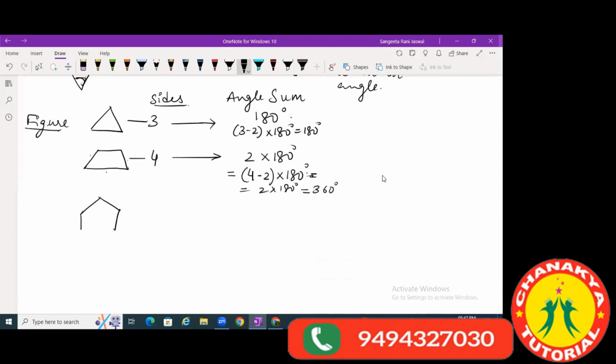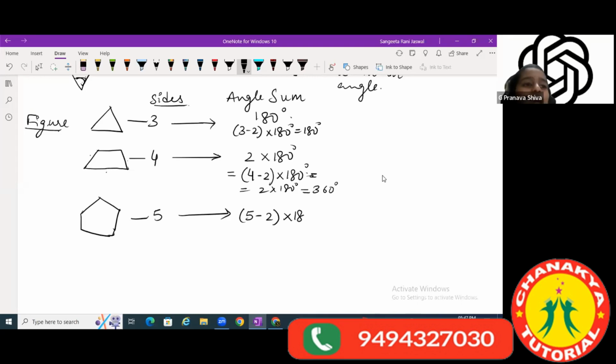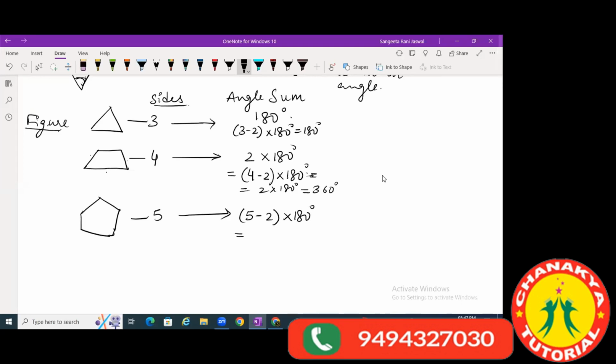Now let's take a figure with 5 sides. So this is a 5-sided figure. Here the number of sides is 5. So this can be written as 5 minus 2 into 180 degrees. 540 degrees, ma'am. Okay. So 5 minus 2 is 3, so 3 into 180. This can be written as 540 degrees. That means the angle sum property of any 5-sided figure is 540 degrees. You agree to this? Okay, yes.